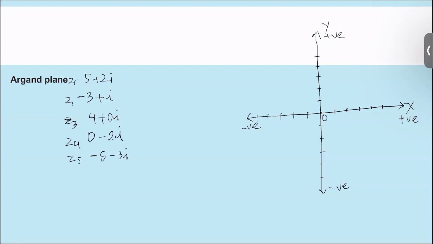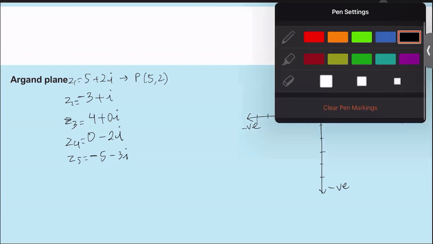Let's take z1 for example, and see where we can plot it on the Argand plane. So 5 and 2. Over here, this corresponds to P, say 5 comma 2. Both of these are positive, so it will be in the first quadrant. Since we have 1, 2, 3, 4, 5, 5 and 2, this is where you will have your point P. So you can write it as point P(5, 2).